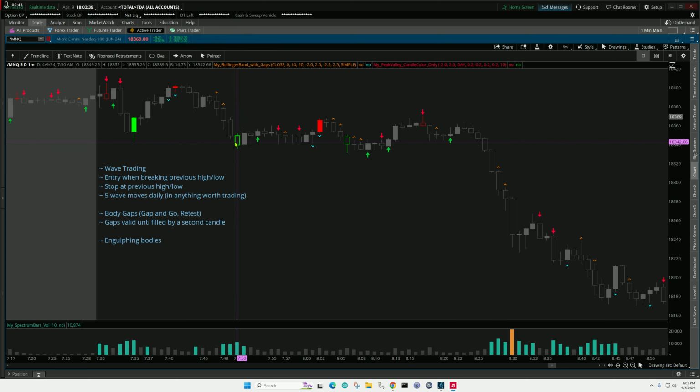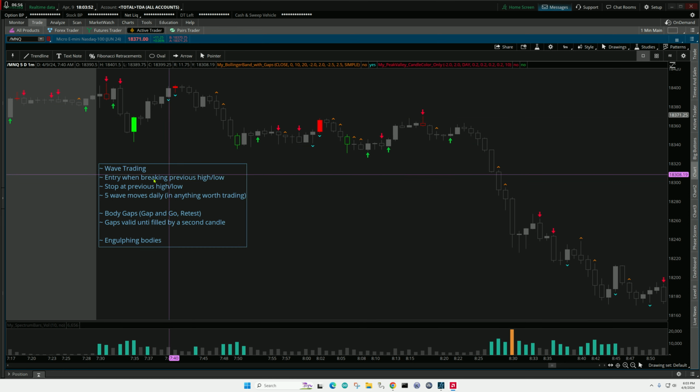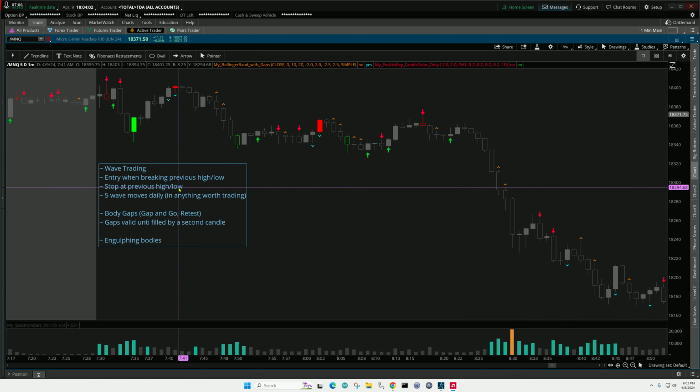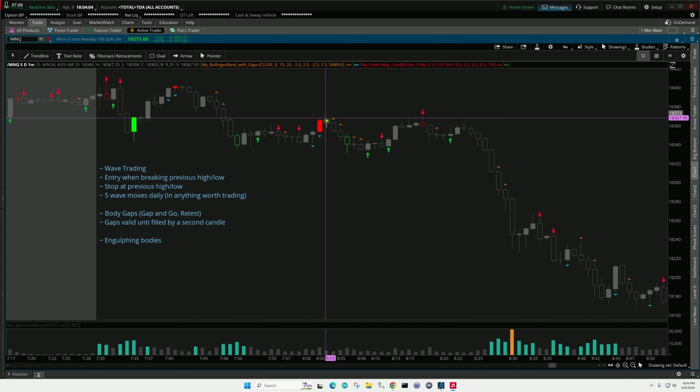It's touching, it's engulfing part of that green candle. So you could take the short here, and then your previous wave high is your stop, which is right here. So we broke previous wave low. That's our entry when breaking previous wave high or low. If we're looking for the short, we broke the previous wave, got short right here, with the stop at the previous high. So the stop would be at the previous high right up here. You can choose to use the wicks or the candle body itself. It's a matter of your risk tolerance.